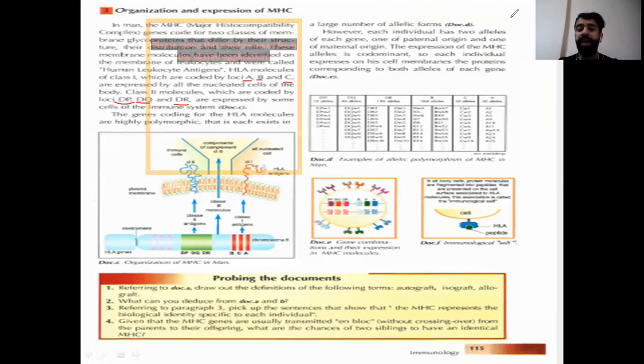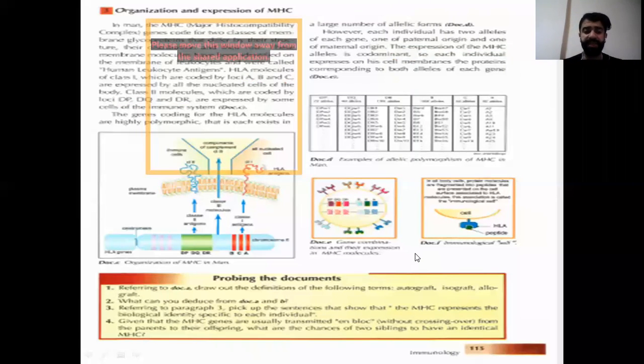So one is of the father's origin, and the other, maternal, is of the mother's origin. The expression of the MHC, and pay attention to this word, expression of MHC is co-dominant. So both of them will be expressed. This is the case of co-dominance, where both alleles will be expressed. So each individual expresses on his cell membrane the proteins corresponding to both alleles of each gene. This is what is known as the expression of MHC.